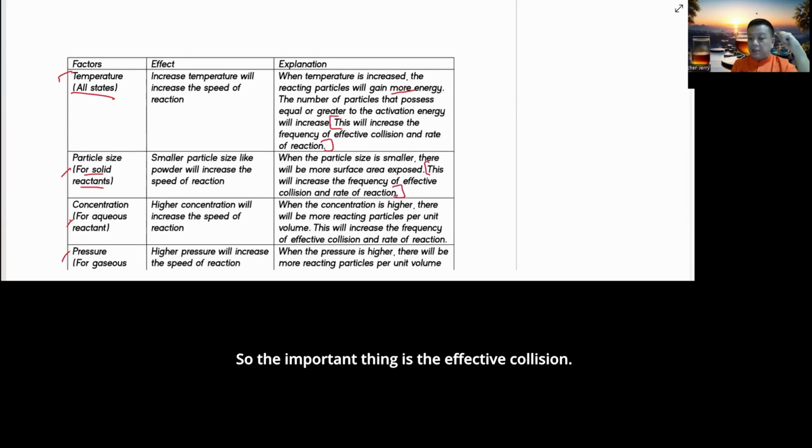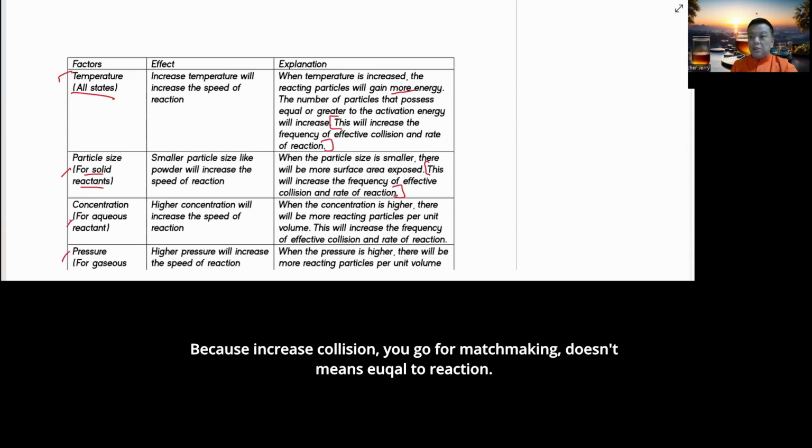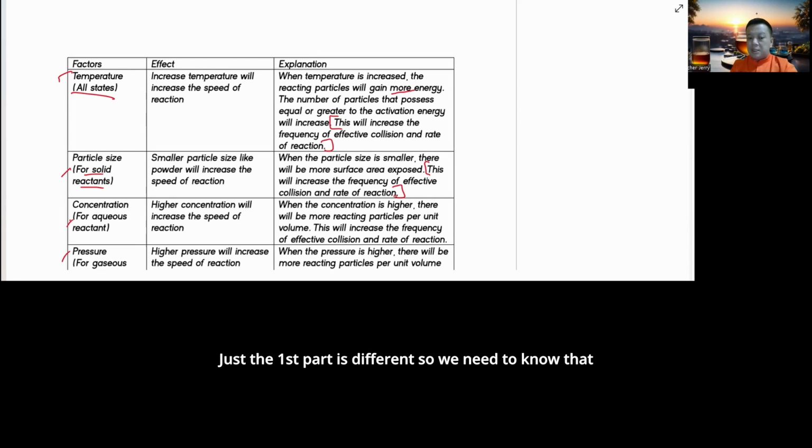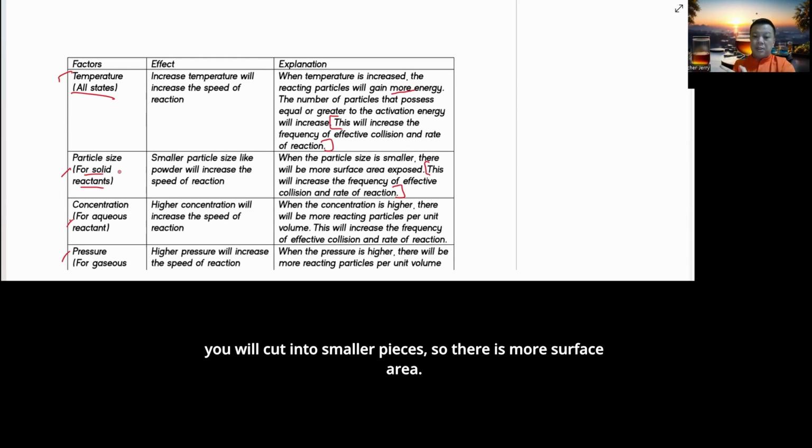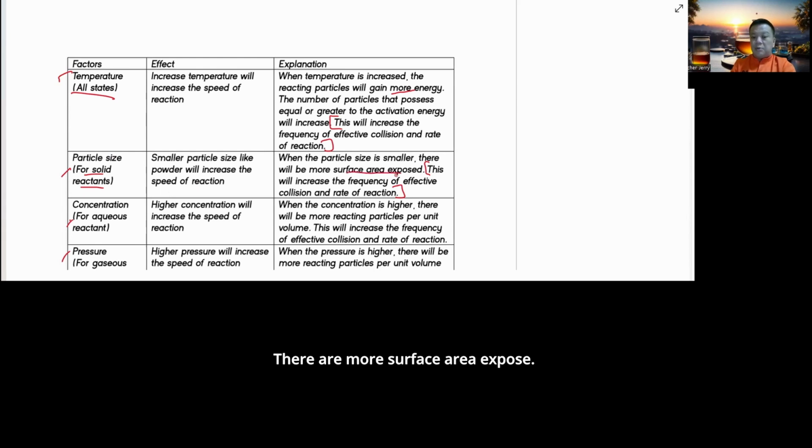So the important thing is the effective collision, right? Not just collision, because with increased collision, you go for more matchmaking, but it doesn't mean that you go into reaction. Just the first part is different. For example, particle size is only for solid, because only solid you can break into small particle size. It's just like cooking, right? You cut a big piece of meat into smaller pieces, so there is more surface area exposed.